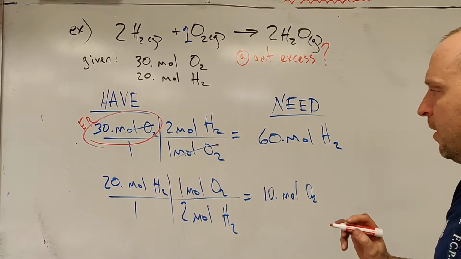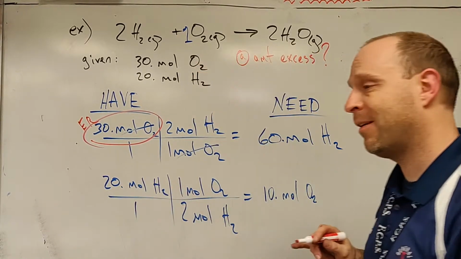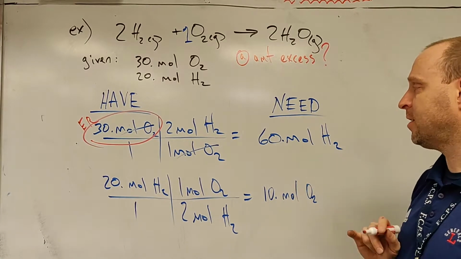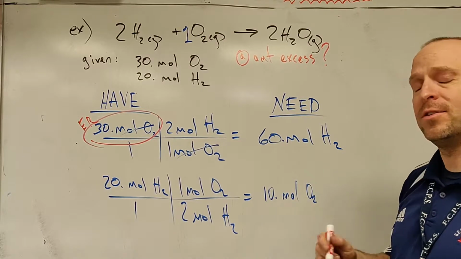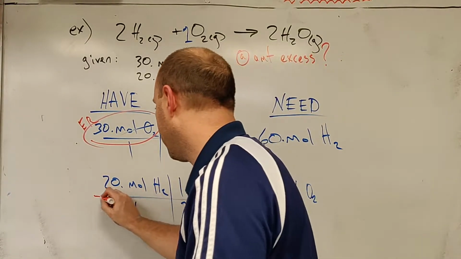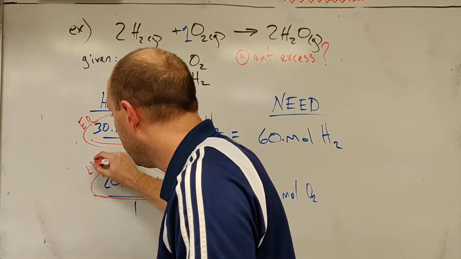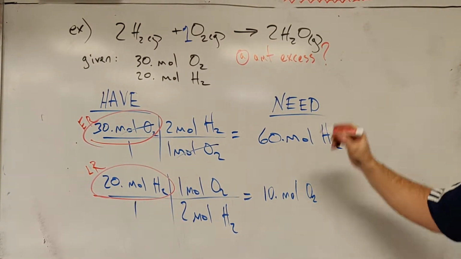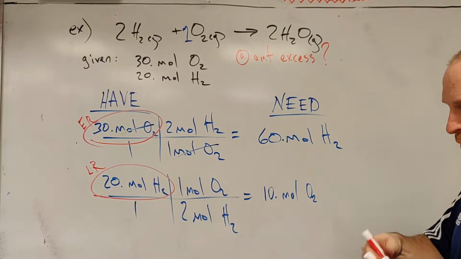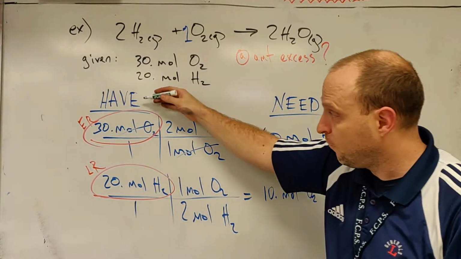So as we look at the hydrogen, have 20. I have 20 moles of hydrogen. I need 60 moles of hydrogen. You go to the store with $20, something costs $60, you can't buy it, right? You don't have enough. So in this particular case, the one you don't have enough of, at least stoichiometrically, is your limiting reactant.